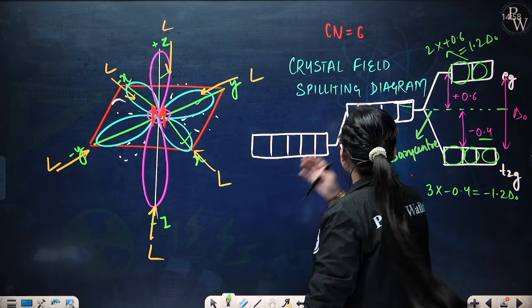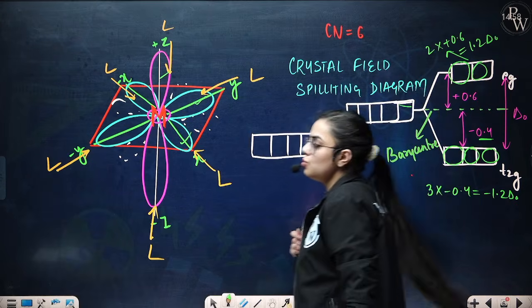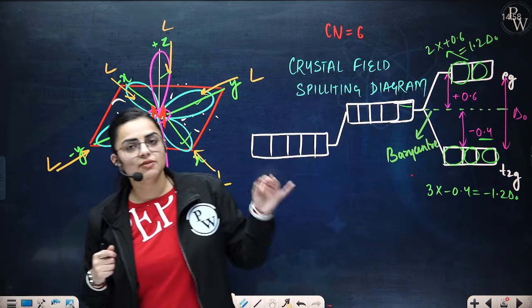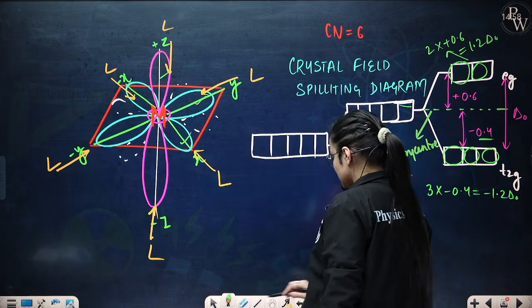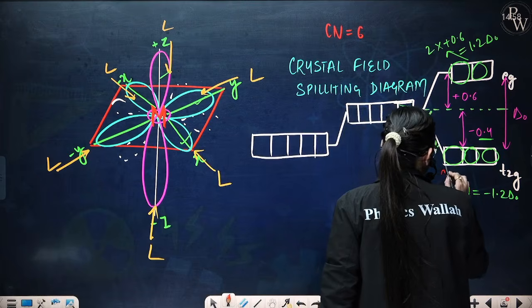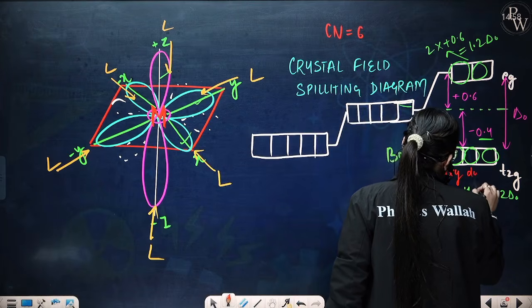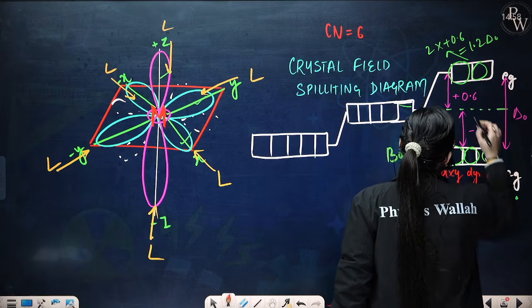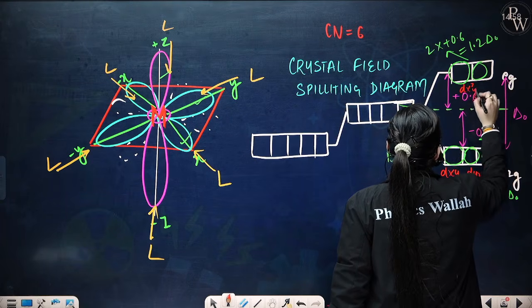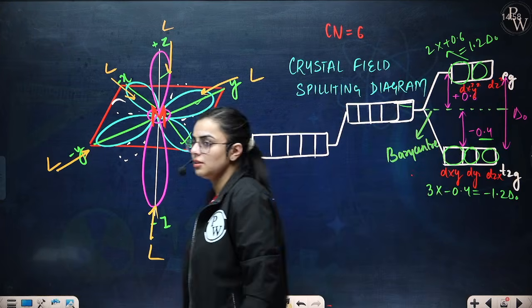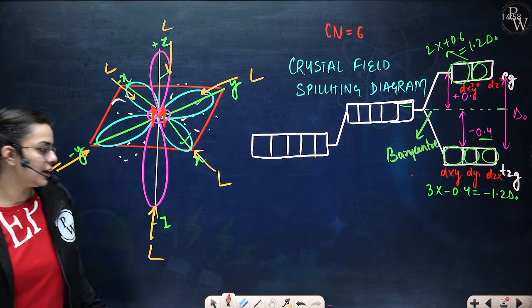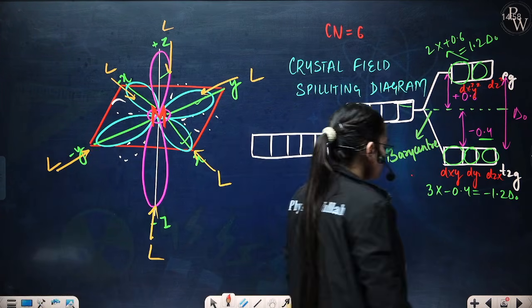That's why they have more energy in comparison to dxy, dyz and dzx. Here you can even write it down. This is dxy, dyz, dzx, and this is dx square minus y square, and this is dz square. Am I right? Is it clear? Clear. Very good. Let us move forward, students.